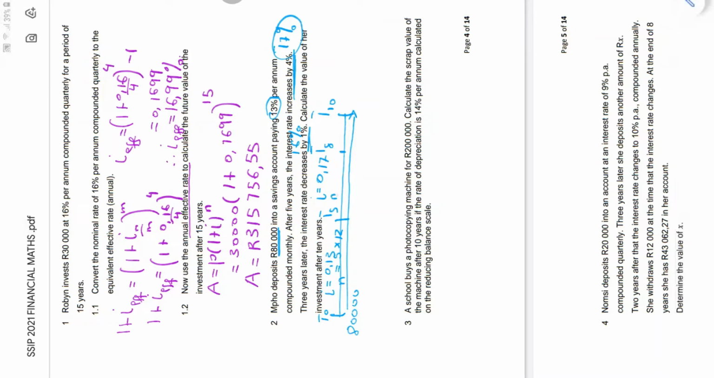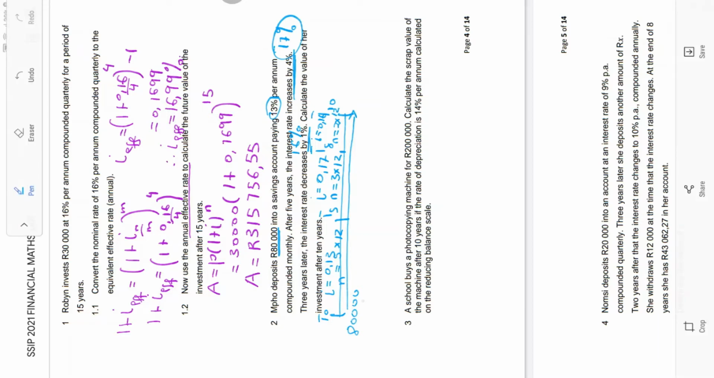So we are dealing with N. These are 3 years times 12. Then thereafter, it decreased by 1%. So between T8 and T10, our I is 16%, which is 16 divided by 100, and our N would be the 2 years times 12.